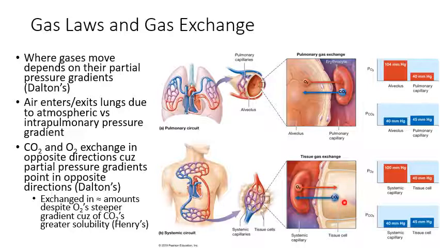And for carbon dioxide, again, you're going to have the opposite situation where you have about 45 millimeters of mercury inside of the cells and about 40 in the systemic capillary. So it's going to be crossing into the blood. The blood will pick up more carbon dioxide so that by the time you get to the pulmonary capillaries, you have about 45 millimeters, not just 40 anymore.